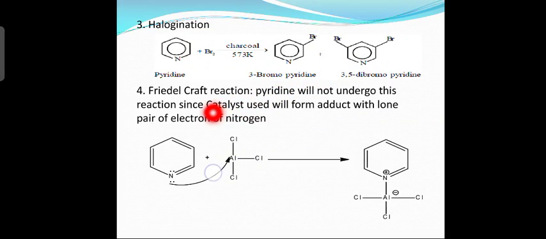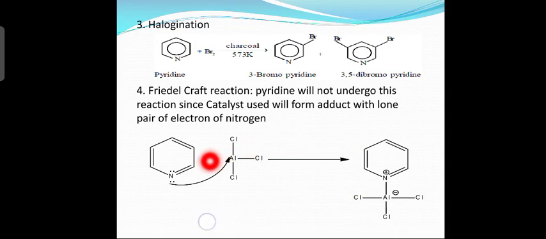Next is the Friedel-Crafts reaction. Pyridine does not undergo Friedel-Crafts reaction because of the presence of the Lewis acid, which is used as a catalyst in the reaction. It forms a complex. Now how to write the equation? Pyridine reacts with aluminum chloride to give a pyridine aluminum complex. This is the complex formed.